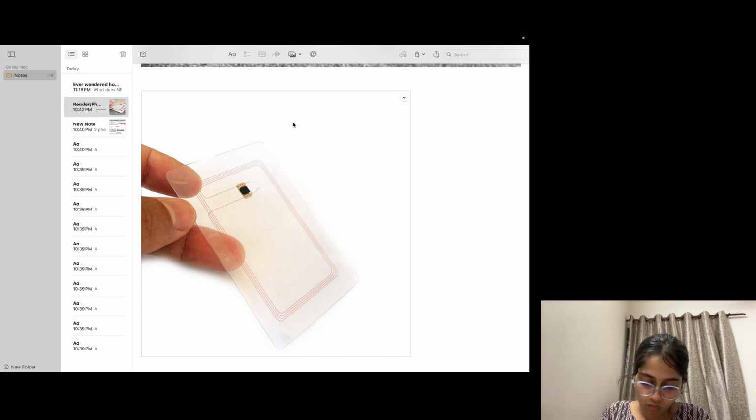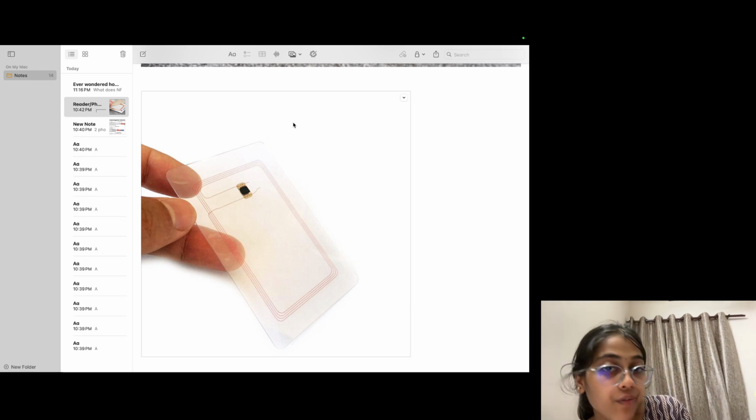Wait, what is that app? I'm just checking. Ah, that is the NXP tag info card.